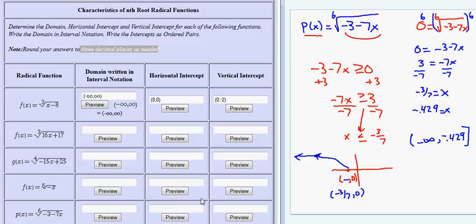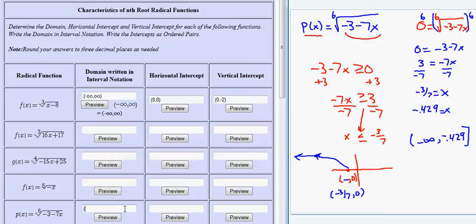Anyway, if you go over here, then my domain is going to be left parenthesis and then negative, and then to get infinity on MathAS, just type in 2 O's. They have to be lowercase, they have to be O's, not zeros, comma, and then it's negative 0.429. And then I'm going to put bracket, which is a couple keys to the right of the P on the keypad. And that would be my domain.